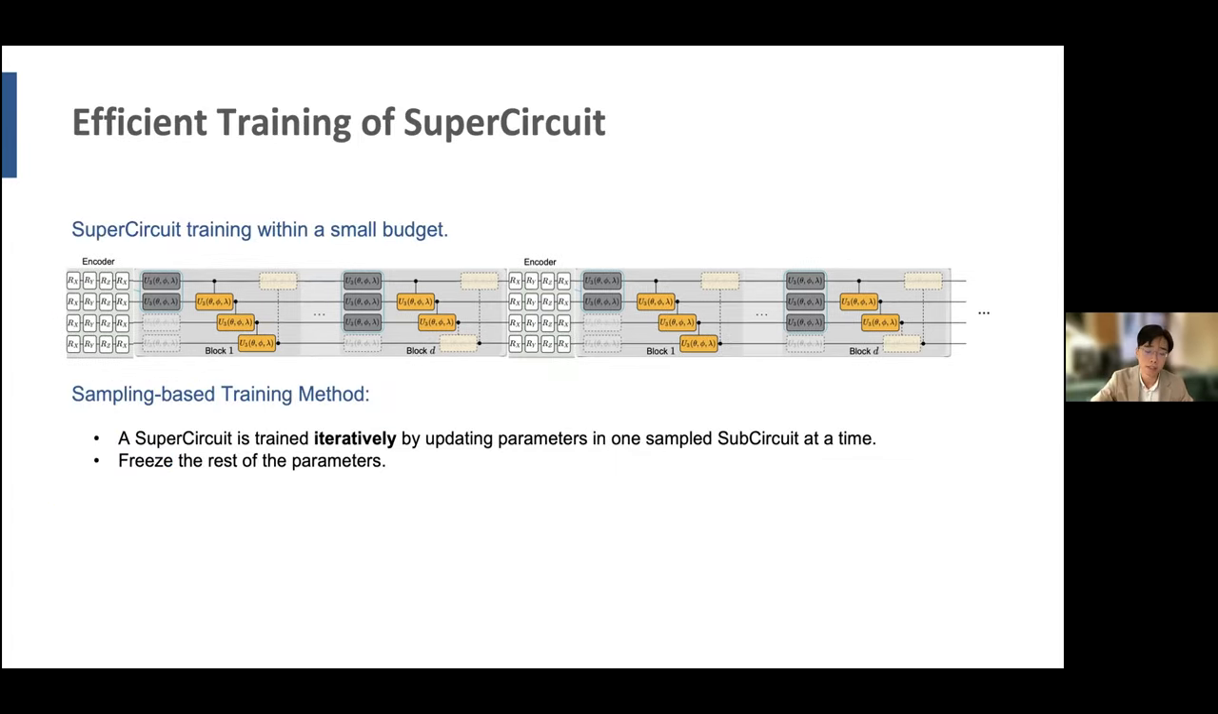But I'd like to acknowledge that exploring the possibility of using the parameter shift rule to calculate the gradient in the presence of noise will improve the training and the accuracy or performance of the super circuit and bring even more benefit to the system. I have to acknowledge that that's not something we have integrated.